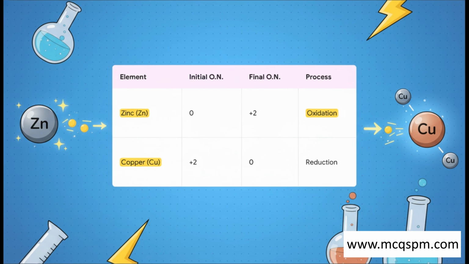Check out zinc. On the left side, it's just a pure element, so its oxidation number is 0. But on the right, in zinc sulfate, it's an ion with a +2 charge. So it went from 0 to +2. Did the number increase? Yes. So zinc was oxidized. Now look at copper. It starts at +2 in copper sulfate and ends up as a pure element, which is 0. The number went down. That's a decrease, so copper was reduced. See? Once you track the numbers, the answer just pops out at you.